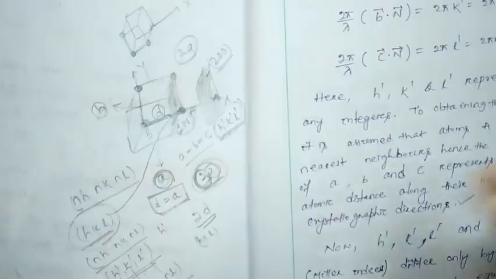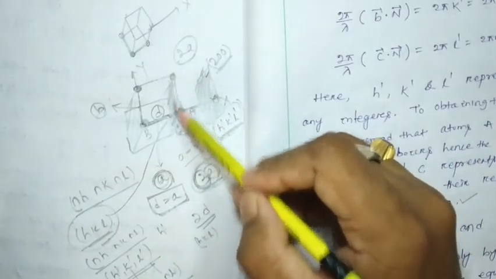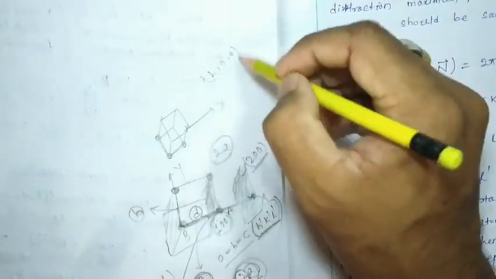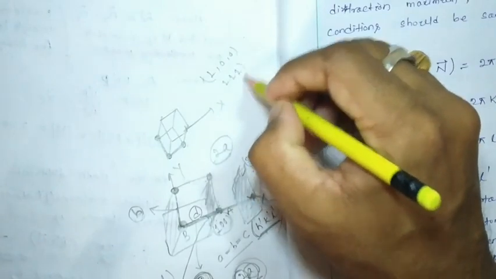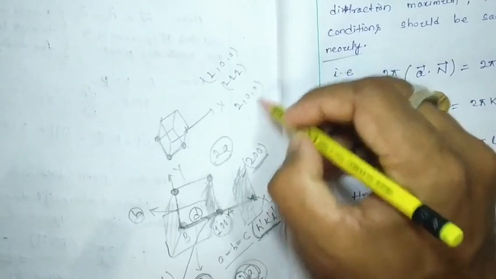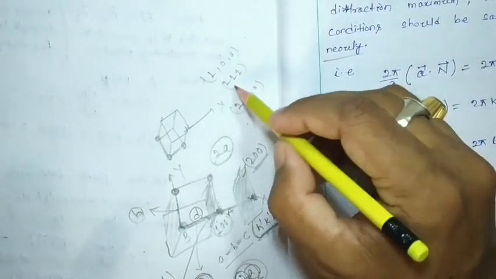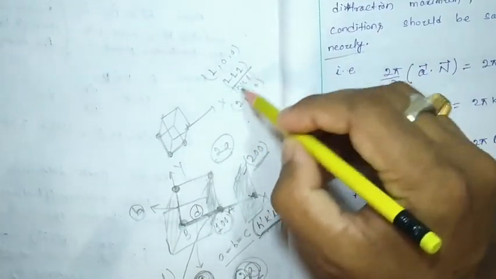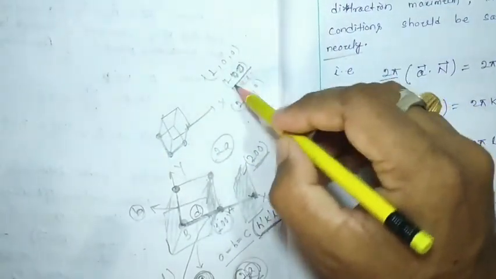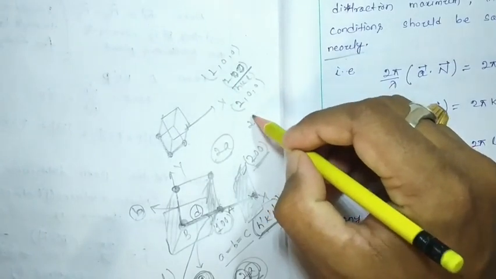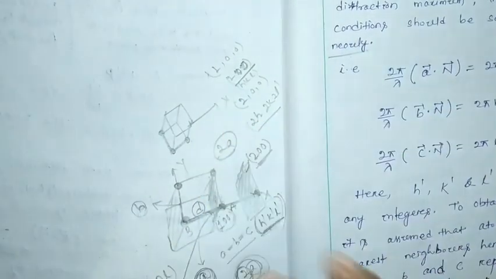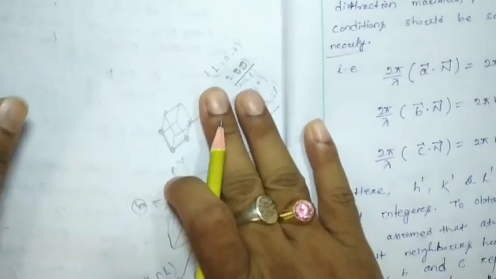So if we consider the intercept for this plane, it will be 1 0 0 and the corresponding Miller indices is 1 1 1. Suppose here the intercept is 2 0 0 and this is HKL. Then I can consider 2 into H, 2 into K, 2 into L, like that. That is what I am going to tell you.